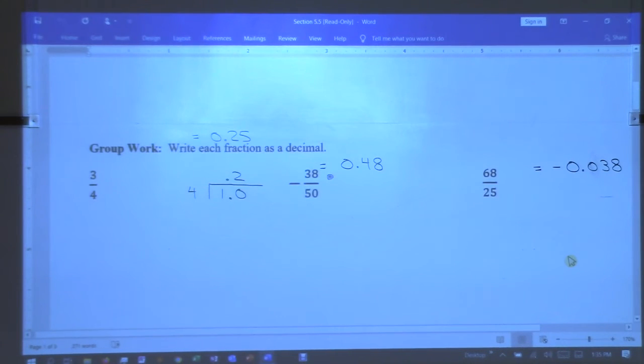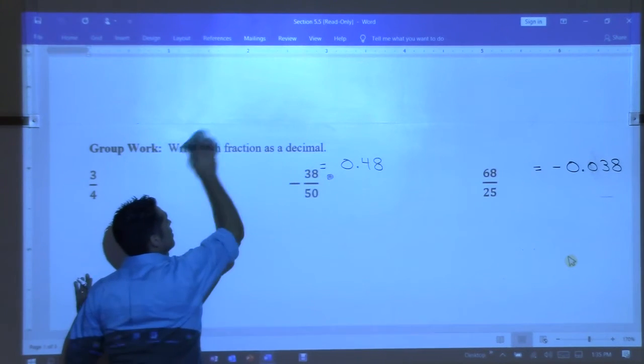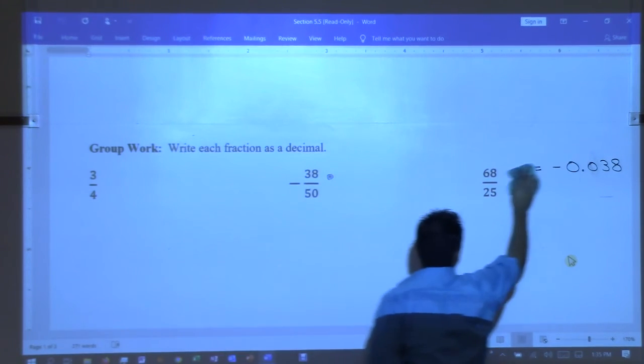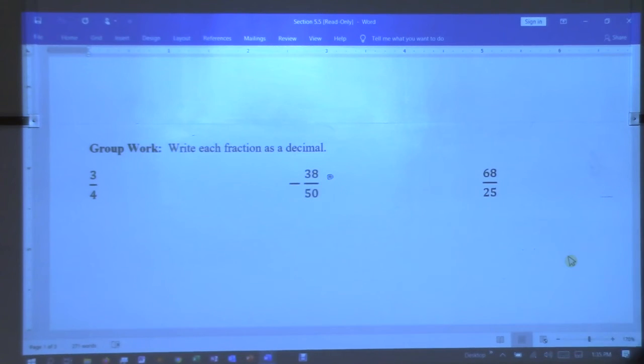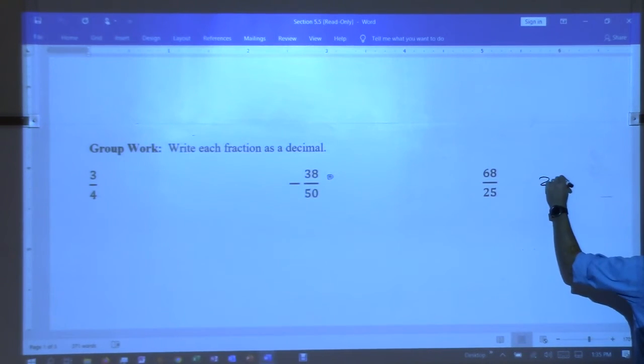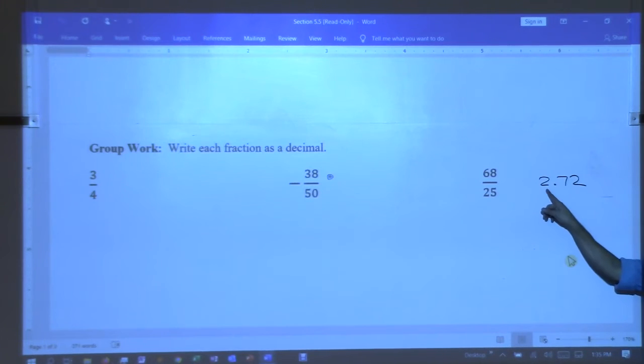Okay, do we need to do those? No. Everyone feel comfortable you could get this on your calculator? Okay. Oh wait, you know what? Let's do this last one. The last one's somewhat interesting. You get 2 point what? 72. Yeah, so this one's different just because you get a number bigger than 1. You have a number to the left of the decimal point also.